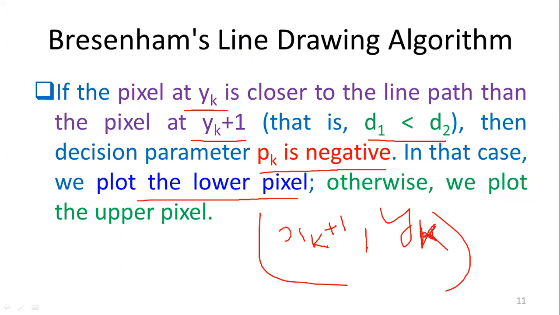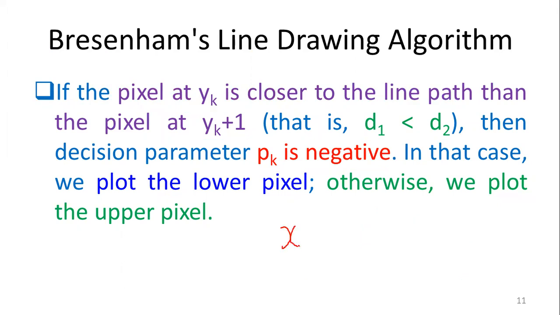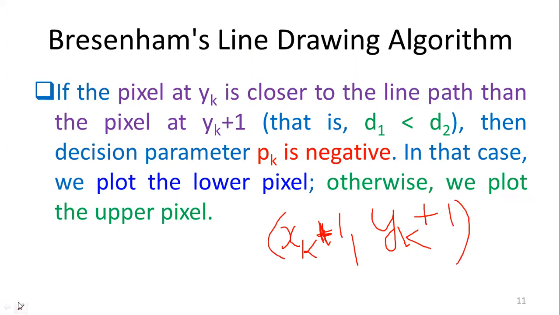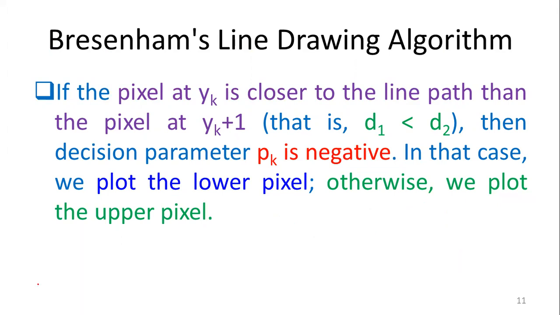Otherwise, if pk is positive, that means d1 is greater than d2, then we will be plotting the upper pixel. What are the coordinates of the upper pixel? The coordinates of the upper pixel are (xk plus 1, yk plus 1). So depending on the sign of pk, or indirectly depending on the sign of d1 minus d2, you can make decisions.